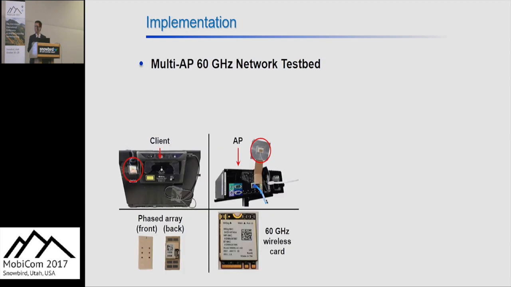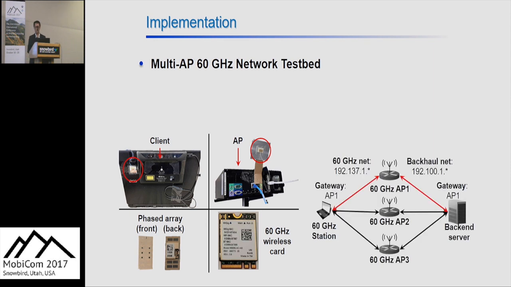We implement the above system in a free AP 6 GHz network testbed. Each access point is installed with a commercial 6 GHz wireless card and a commercial 6 GHz phased array. The access points are connected by 10 gigabit Ethernet, and they form a 2-hop network as shown in the right figure.